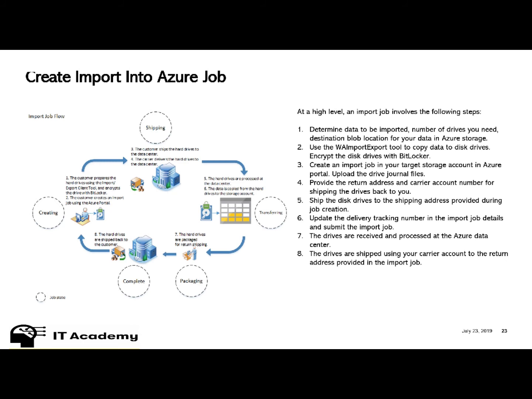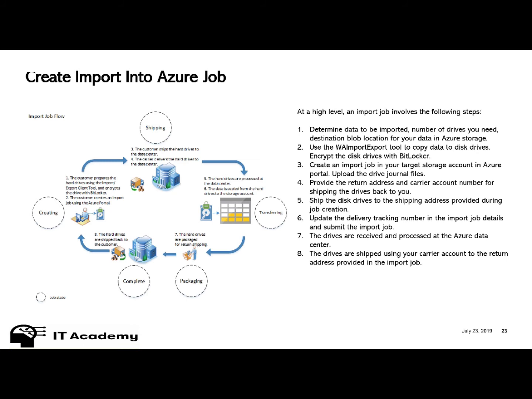During the shipping phase, we get the disks and we put them into the box that's sent to us by the courier, and we ship that information to the data center. The shipping phase is considered complete once the disks have been taken by Microsoft, connected up to the Azure storage utilities, and are then transferred. The contents of those disks are then being transferred onto a storage account for us. That's known as the transferring stage.